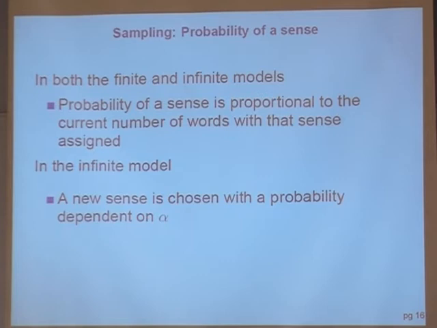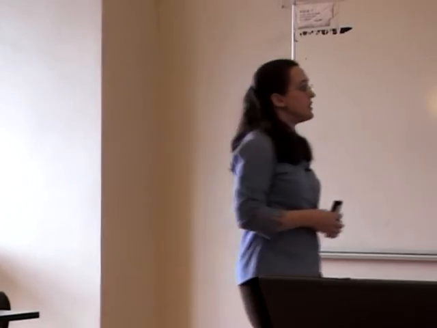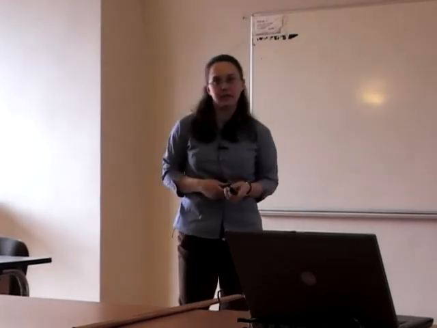So in both the finite and infinite models, the probability of a sense is just proportional to the current number of instances of the ambiguous word that have that sense. So if currently there are a lot of instances of financial bank, but not that many instances of riverbank, then it's going to have a higher probability of choosing the sense financial bank for this particular instance of the ambiguous word. The difference in the infinite model is that in addition to having this decision proportionally between existing senses, it can generate a whole new sense. And this is just a probability that's dependent on this hyperparameter alpha. That's where alpha comes in.